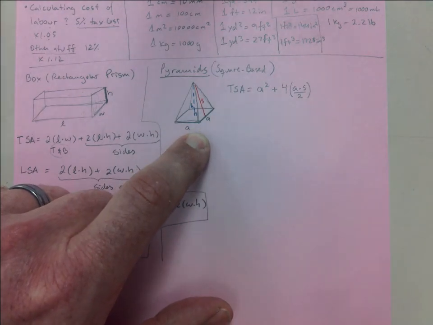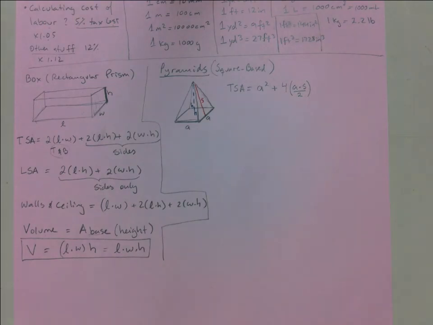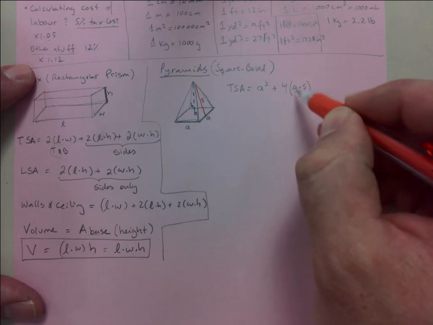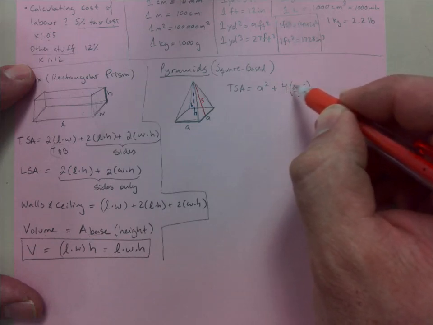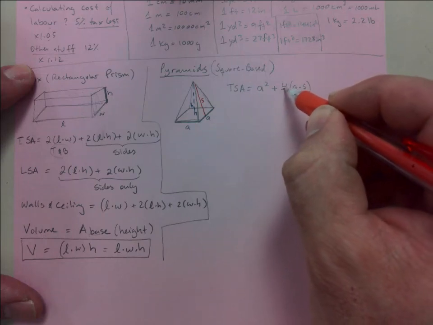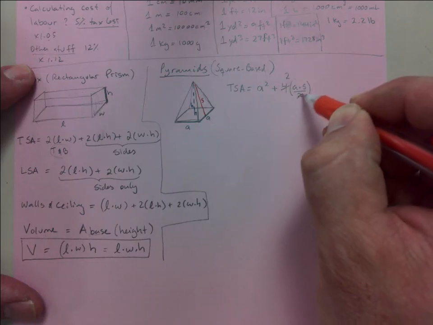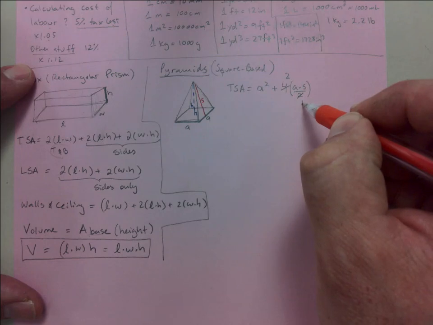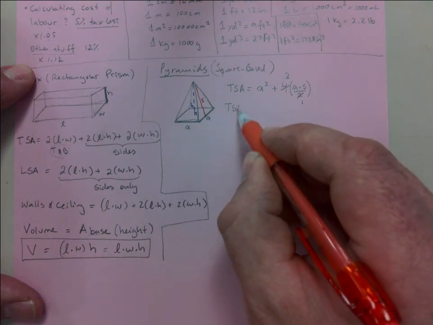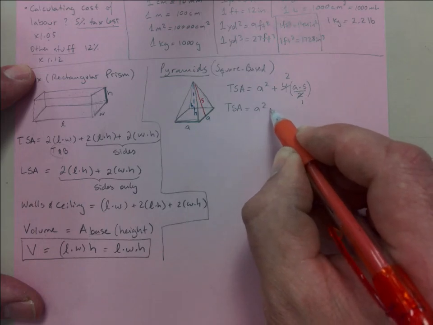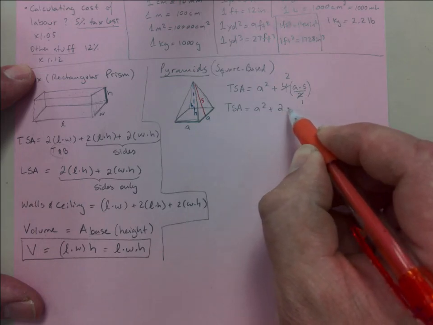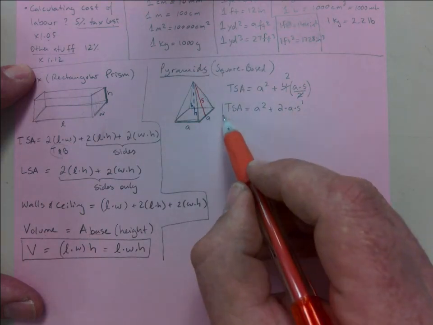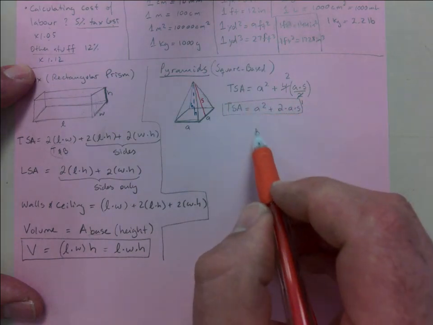If you want to keep the formula that way, that is fine, but it simplifies. Even if you go 4 times all of this and then divide by 2, you end up with just 2 here and just 1 there. The 2 goes in there 2 times, 2 goes in there 1 time. So simplified, this is the one that I prefer to use. It is really 2 times A times S. That is how you find the total surface area of a pyramid.